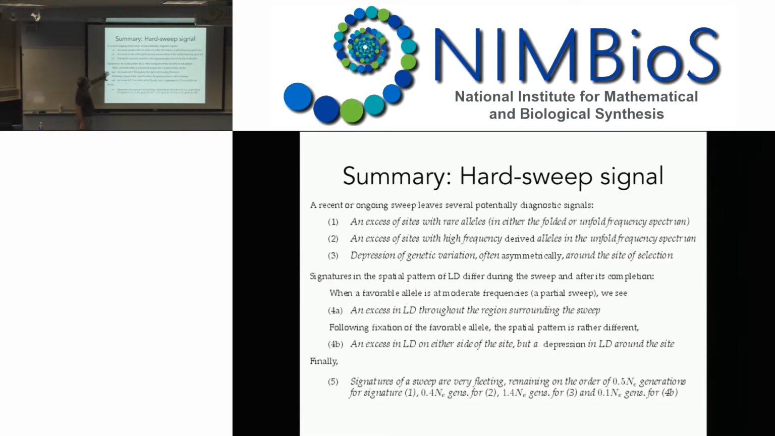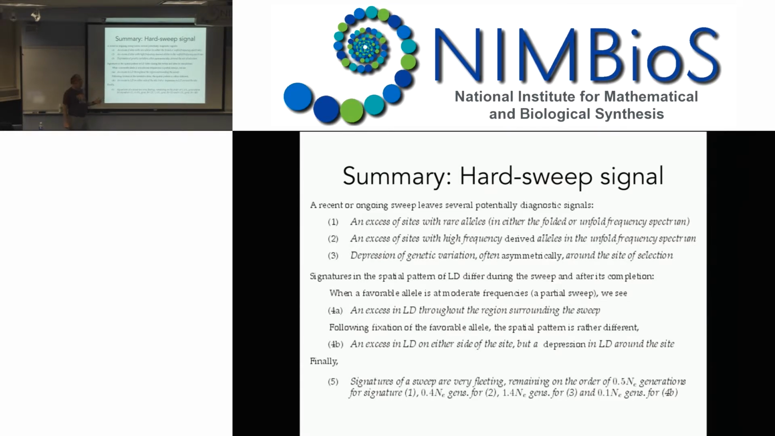What about the LD patterns? When the allele is at moderate frequencies, that is, the favored allele is still being swept, it's a partial sweep, it either could stop or it's ongoing, you see an excess of LD surrounding the region, long haplotypes, which we'll talk about. Following fixation, you see this odd feature of an excess of LD on either side, but a depression of LD around the site. And there's a test for that we'll talk about as well.